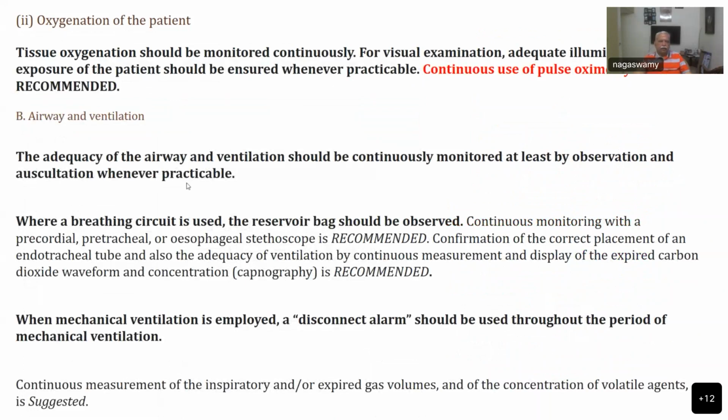Coming to airway and ventilation, adequacy of airway and ventilation should be continuously monitored, and the breathing circuit reservoir bag should be observed, and a disconnection alarm should be there, and continuous measurement of inspiratory and expiratory gases is suggested. So even if you don't have inhaled and exhaled gas monitoring, it is better if you have it. It is only a suggestion, it is not a must.